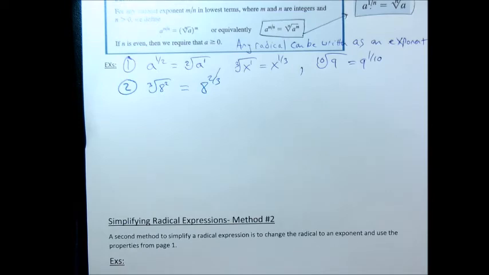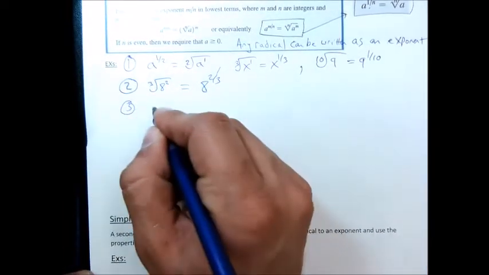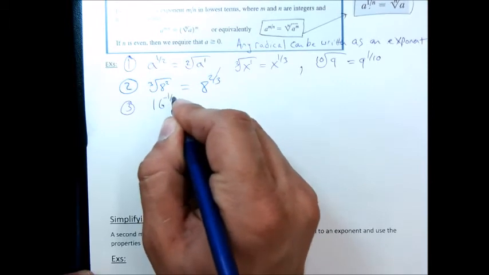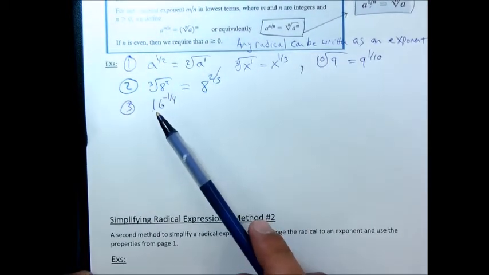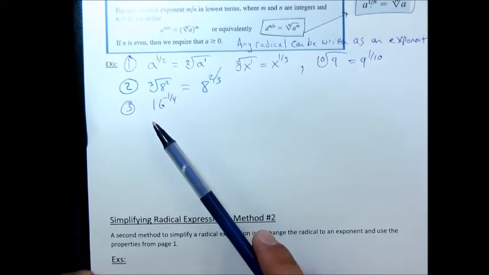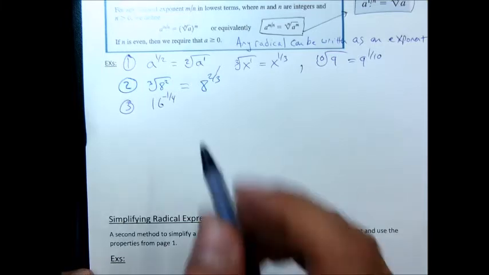This next one looks a lot like a homework question. It may even be one of your homework questions, depending on what yours looks like. Something like 16 to the minus 1/4. There are homework questions that look like this that say, simplify the expression or something like that, and it wants you to get it down to some number that doesn't have an exponent.